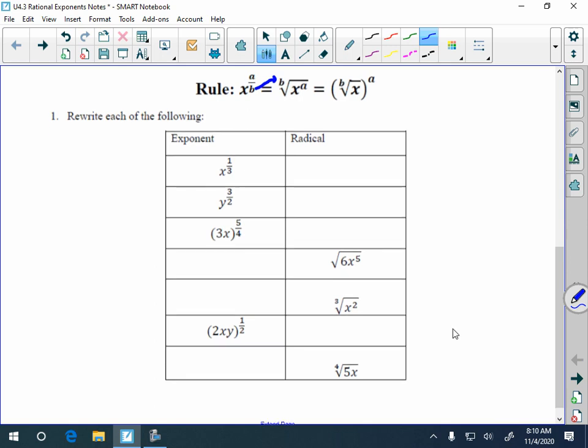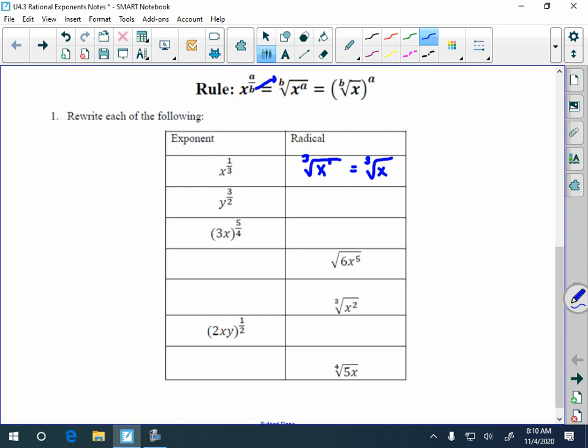All right, so let's go ahead and do each of these. We're going to convert from one form to the other. So x to the 1/3, if we want to convert it to a radical, that 3 becomes the index of the radical, and the x is our base that goes on the inside, raised to the 1st power, and that's our exponent. You can put a 1 there, but you don't have to put the 1, so we could just say the cube root of x.